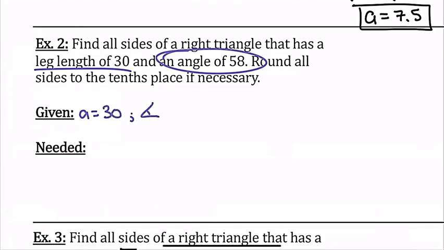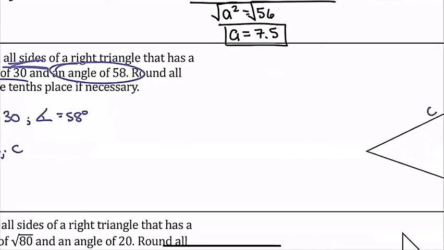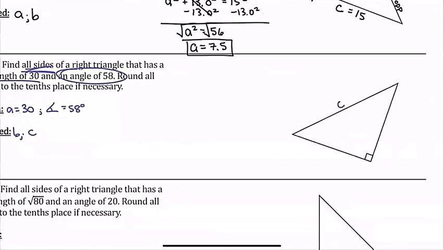And then we have an angle of 58. Meaning, it says find all sides, we need B and C. So I'm going to go ahead and label over here. I already have C labeled. A is 30, and B we don't have. And then angle of 58. You can put the 58 here, or you can put the 58 here. It doesn't matter which one.